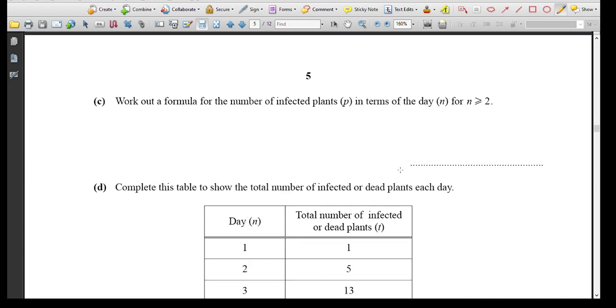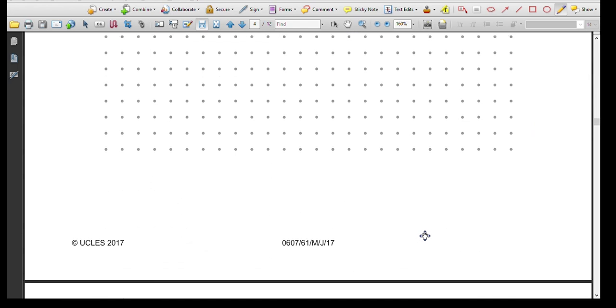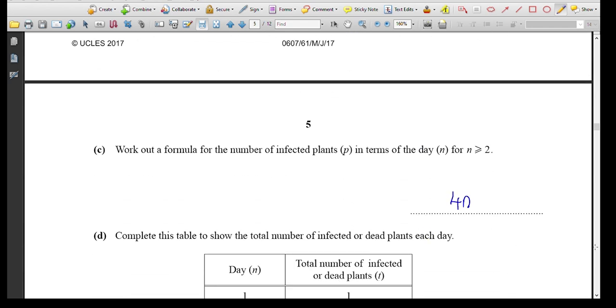Work out a formula for the number of infected plants, P, in terms of the day n, for n greater than or equal to 2. Why is it greater than or equal to 2? As I said before, on the first day alone it has been added by 3. The common difference is 3, but for the next days it is going to be 4, 4, 4. So we need not worry about the first day. For the remaining days, it's okay. This is also a linear sequence, because the common difference is the same, so it's going to be 4n. And 4 2s are 8, 8 minus 4, I'm getting minus 4. So the answer for this subdivision is 4n minus 4.